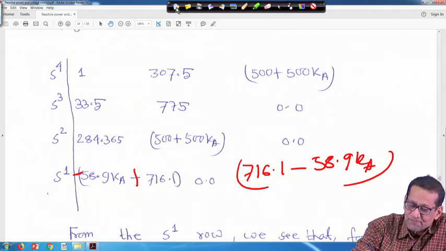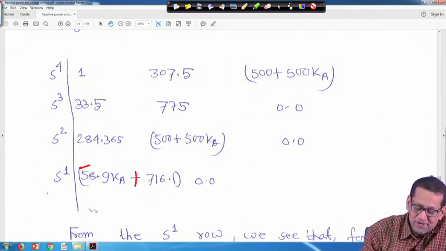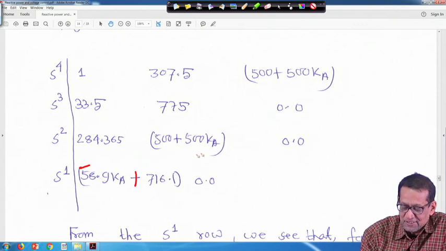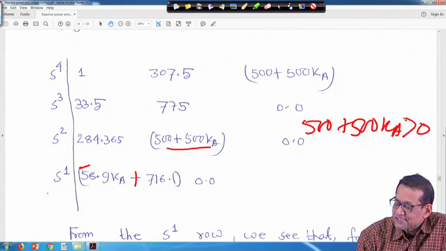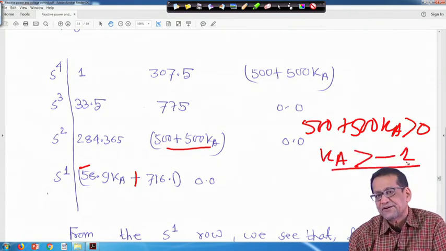So, this is your corrected one: plus 716 and minus 58.9 k. Now, you have to make all these elements positive in the first column. For example, 500 plus 500 k has to be greater than 0. That means k is greater than minus 1, this is one condition.